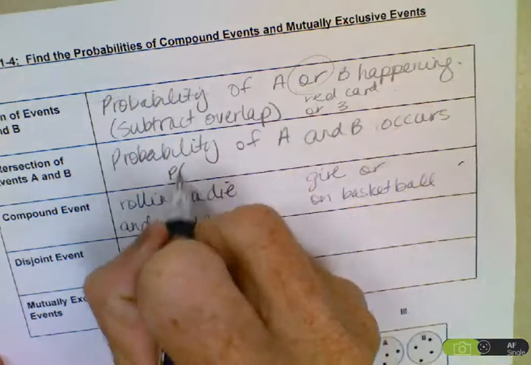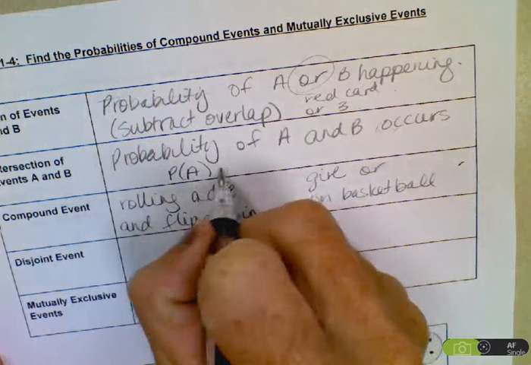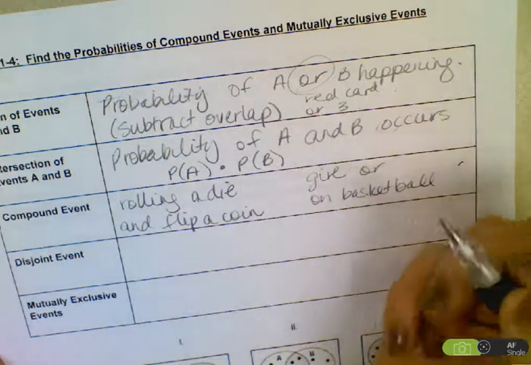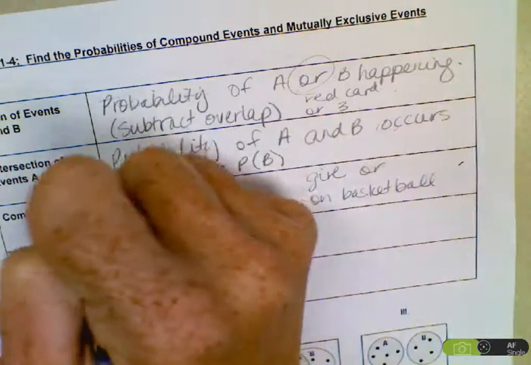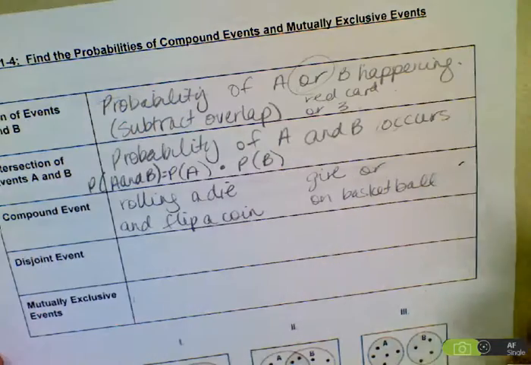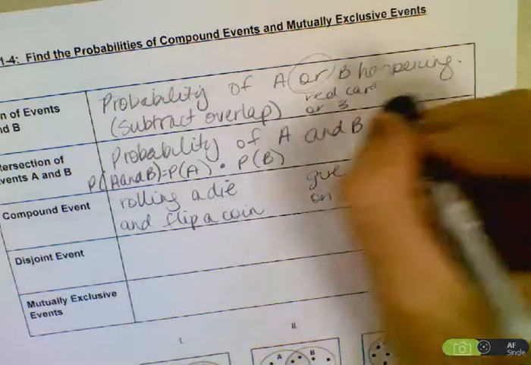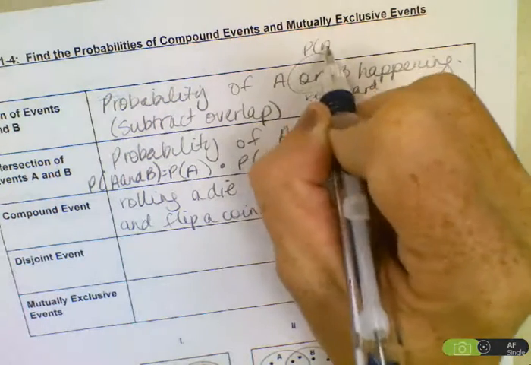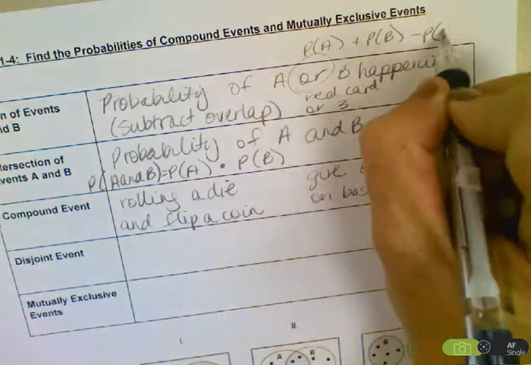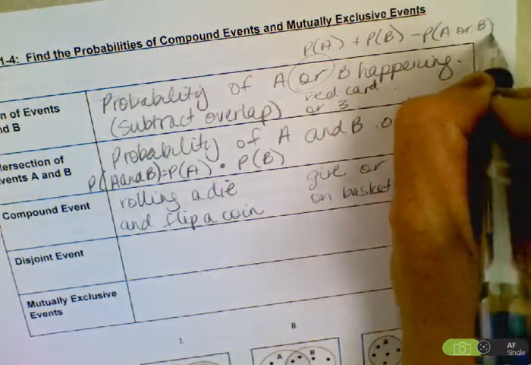So for that probability, you're going to have the probability of A. Now you're going to multiply, because now you're making that situation much more complex. That's the probability of A and B. Okay, these definitions will be down lower too. Up here you had the probability of A plus the probability of B minus the probability of A and B.